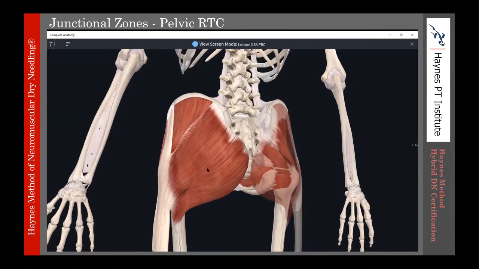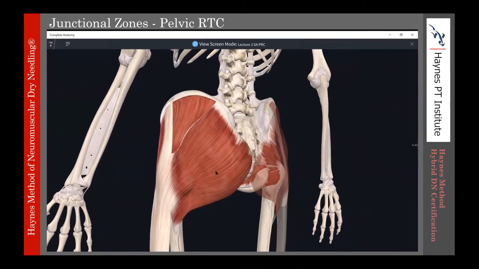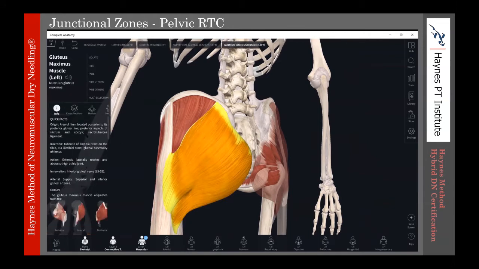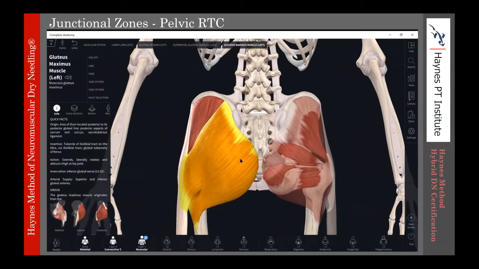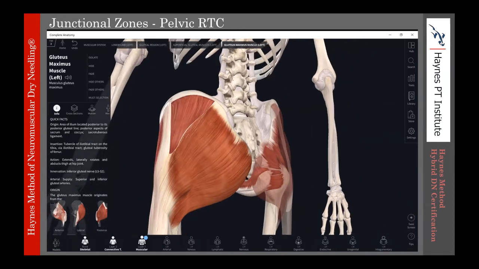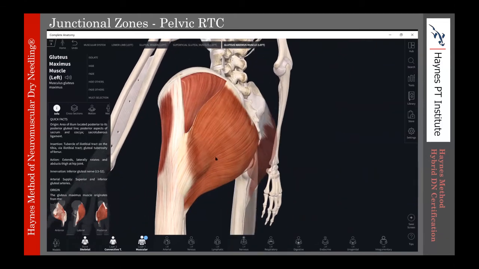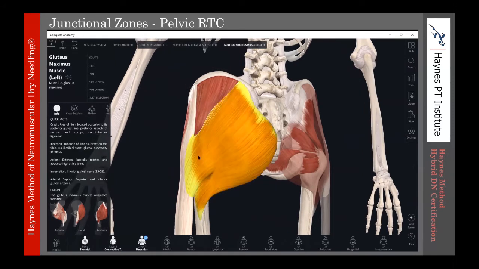So let's start at the very most superficial with gluteus maximus. Close that, bring that up right there. All right, so gluteus maximus, the origin: the area of the ilium located posterior to its posterior gluteal line, the posterior aspects of the sacrum and the coccyx, and the sacrotuberous ligament more deeply placed. It inserts into the tubercle of the iliotibial tract on the tibia via the iliotibial tract and the gluteal tuberosity of the femur. Its action extends, laterally or externally rotates, and abducts the thigh at the hip joint.